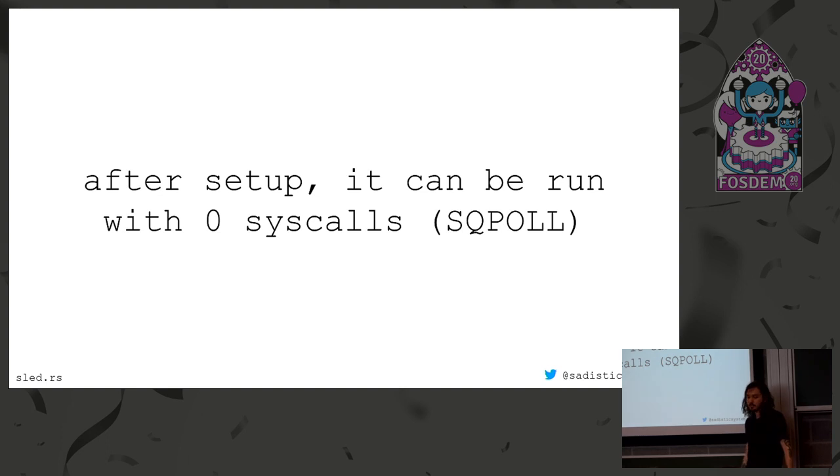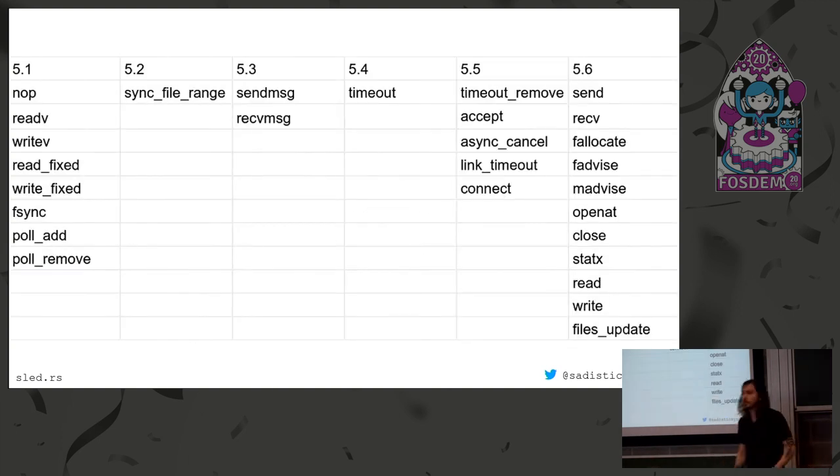Interestingly, after you set this thing up, you can run it with zero syscalls. There's a mode that you can configure it with called sqpoll. This basically creates a kernel thread that will poll the submission queue, looking at the operations that you just submitted, execute them asynchronously, and then fill them into the completion queue, which you can also read without doing any syscalls. This is mmapped and shared between user space and kernel space. So we can do all of those operations now with zero syscalls. This is increasingly important in the post-KPTI, Spectre Meltdown mitigation world, where syscalls became a lot slower, especially if you're doing a ton of them. Now we don't need to do any of them.